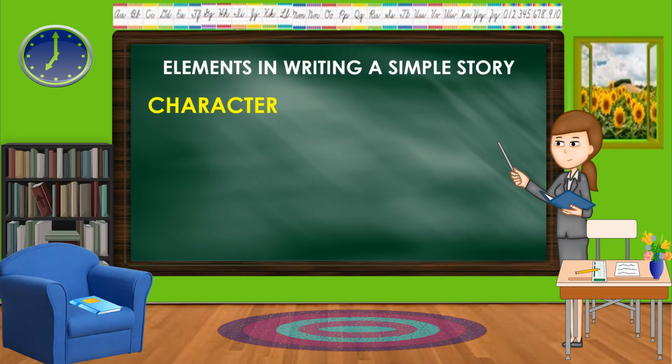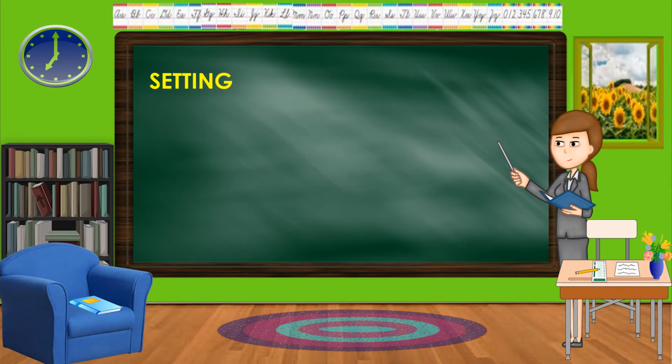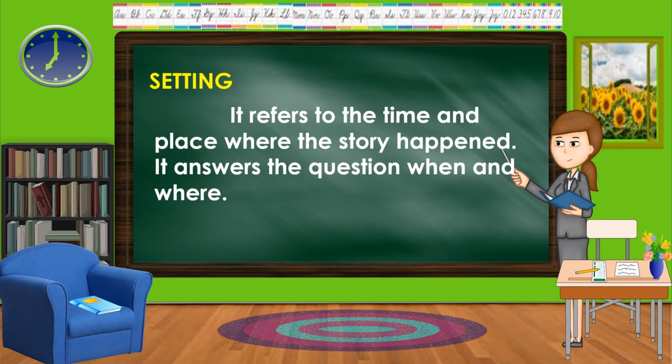Now, what are the elements in writing a simple story? First, we have the character. It refers to a person, animal, or a thing in a story. It answers the question who. Setting. It refers to the time and place where the story happened. It answers the question when and where.